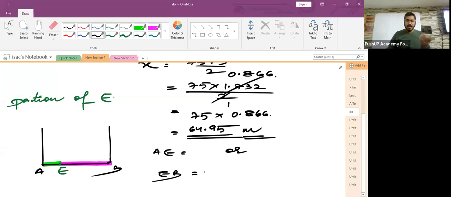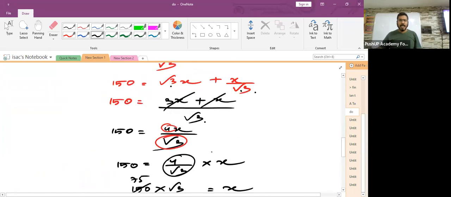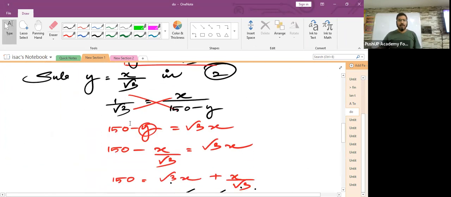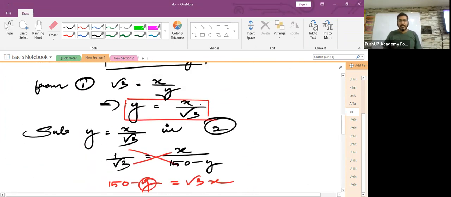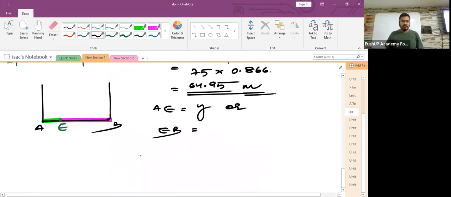Okay. So children, in this case, if you want to find the value of AE, I think I had assumed AE as what? Y. Isn't it? I had assumed AE as Y. And what is Y, children, in terms of X? It is X upon root 3. Okay. So let me find Y. Y will be X upon root 3.